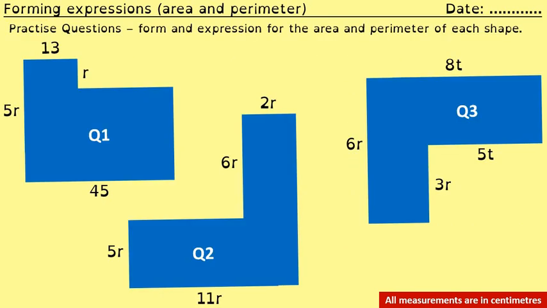So here are 3 compound shapes for you to have a go at. Pause the video now and follow those steps. So breaking the shape into 2 rectangles, labelling the missing sides, finding the individual areas, and then adding those up. So off you go.